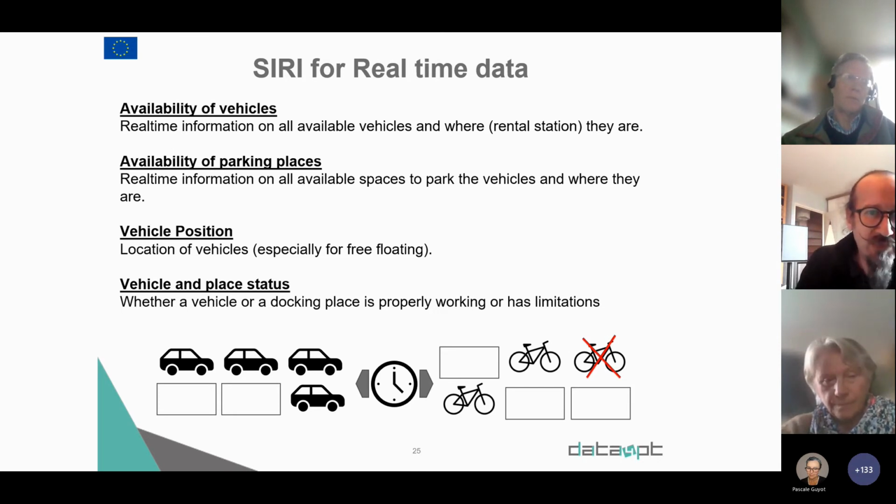And SIRI does have services providing you the main information you need about alternative modes, which are the availability of vehicles. So to know when you go to stations, what are the available vehicles, to have the availability of parking places. So if you want to bring back a vehicle to a station, that works for a car, for a scooter, for a bike, on any kind of vehicle. You also can get from SIRI the vehicle position, and that is very useful typically for free floating services, but that will work also for taxi or rental vehicle.